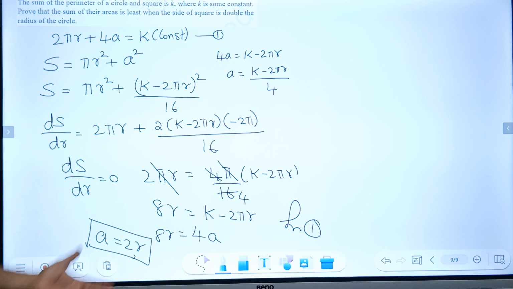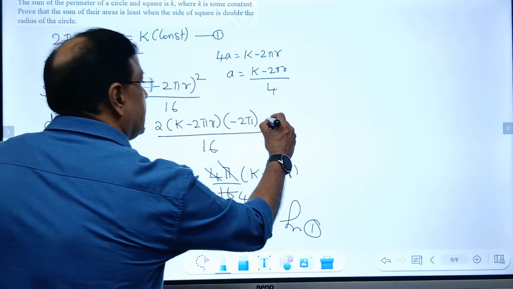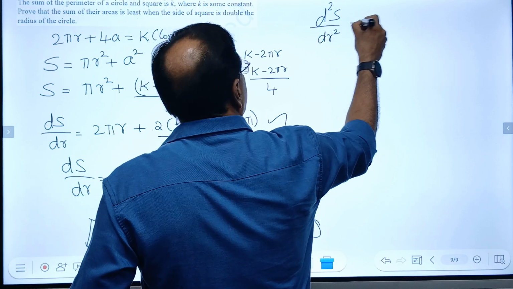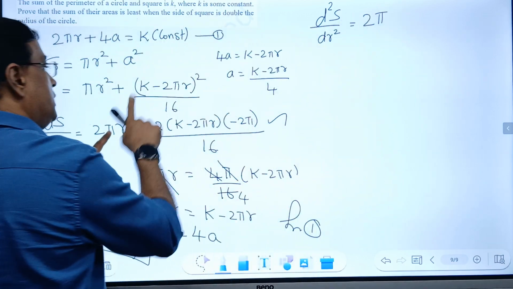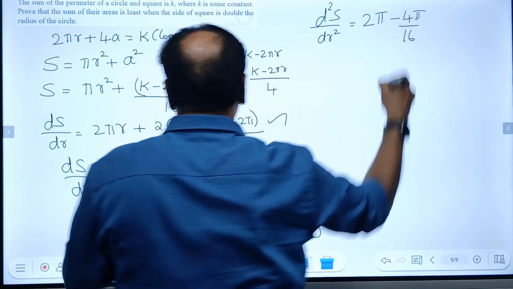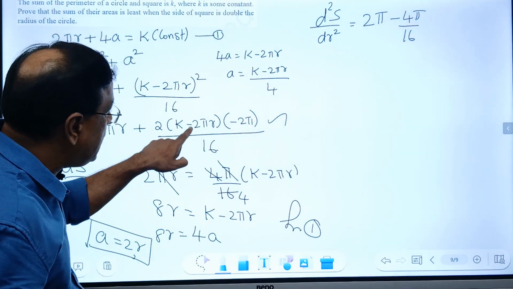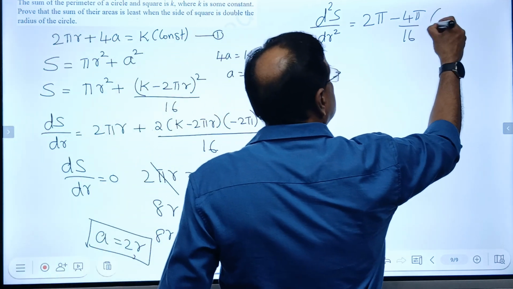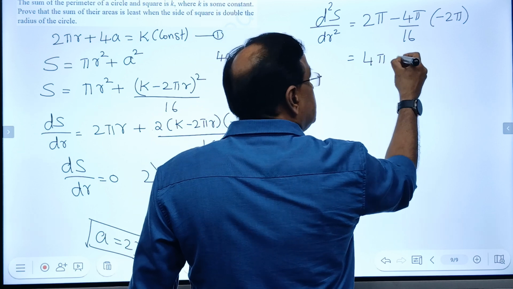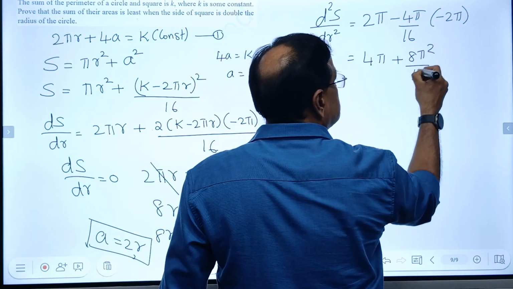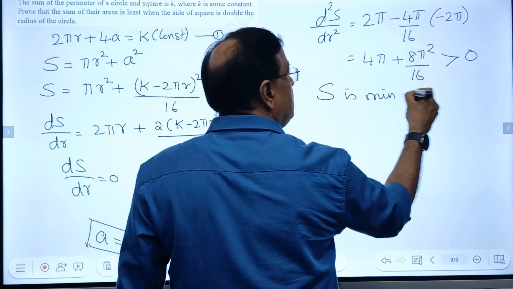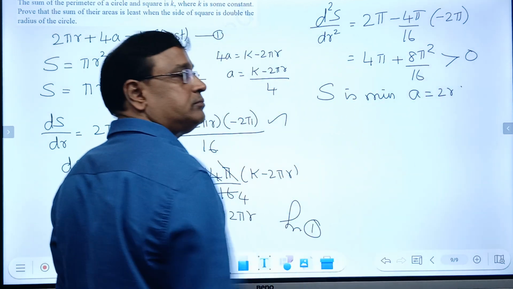But I have not still established that it is minimum. So I have to do the second derivative. d square s by dr square equal to 2 pi, because differentiation of r is 1, minus 4 pi by 16, minus 4 pi by 16. Now I have to differentiate minus 2 pi r. Minus 2 pi r is minus 2 pi. So this is 4 pi plus 8 pi square by 16, which is always positive. Therefore, S is minimum. When is it minimum? When a is 2r. Okay.